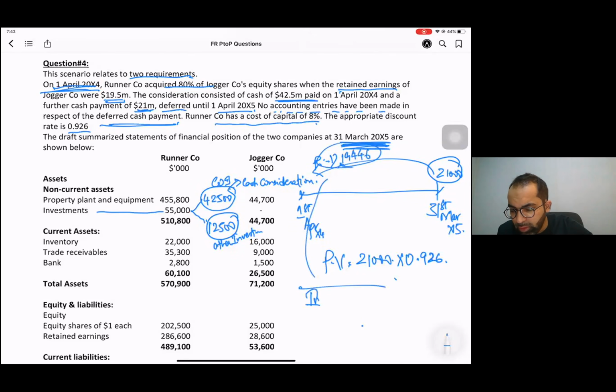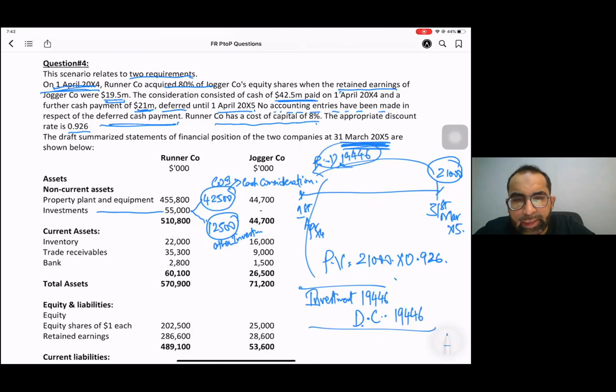So initially you have to make an entry, and the entries are not required at all, I'm just making it for you. Investment debit 19,446, and credit 19,446. Okay, this is the entry. Investment debit 19,446, and deferred consideration credit 19,446.